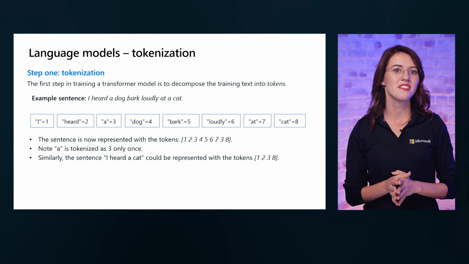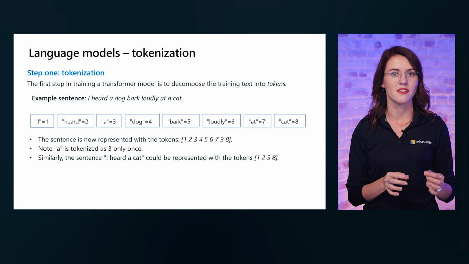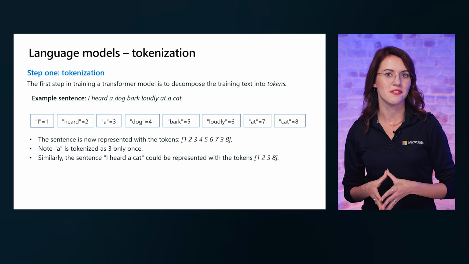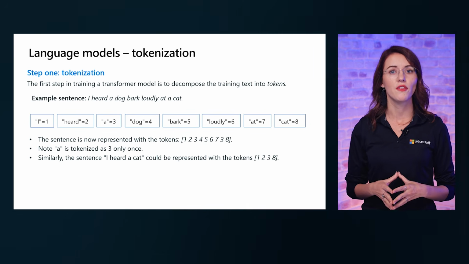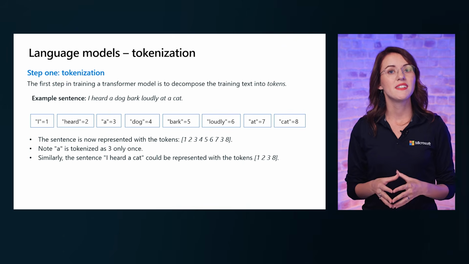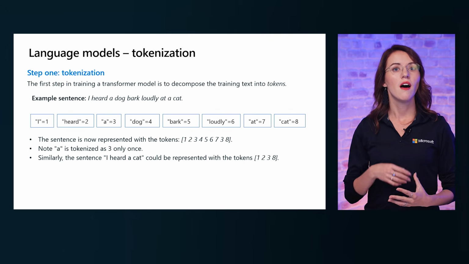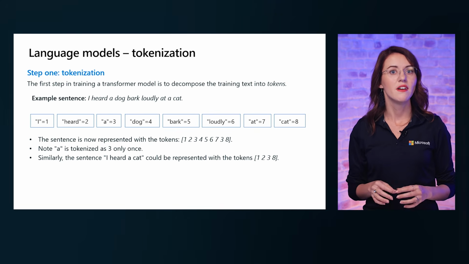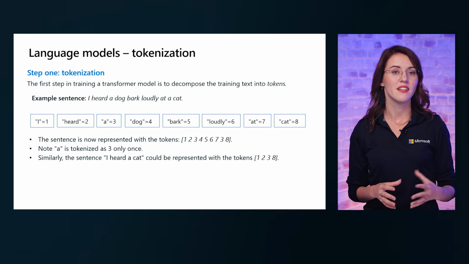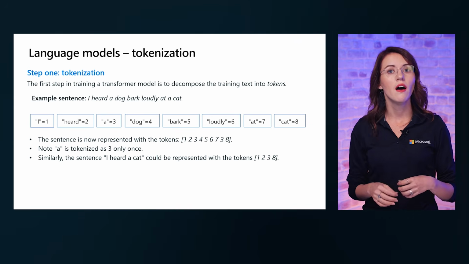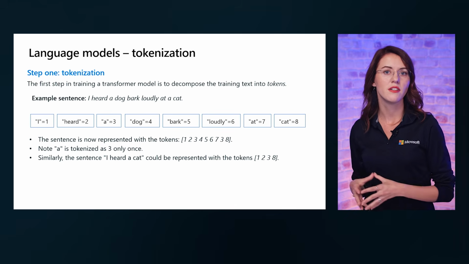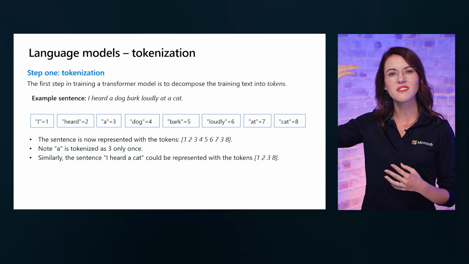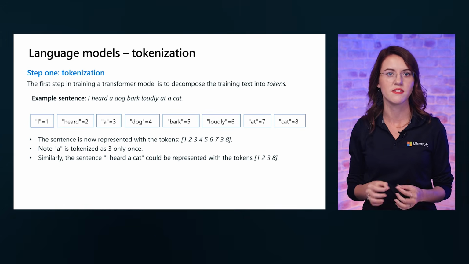Training a language model starts by breaking text into tokens, small pieces of text that the model can process. For simplicity, you can think of tokens as words, but they can also be subwords, punctuation marks, or even emojis. Each token is assigned a numeric ID. For example, I might be token 1, heard token 2, and dog token 4. With enough training data, the vocabulary can grow to thousands or even millions of tokens.